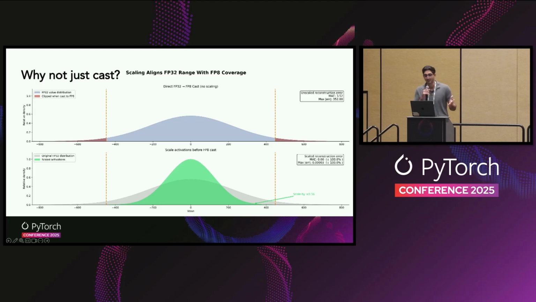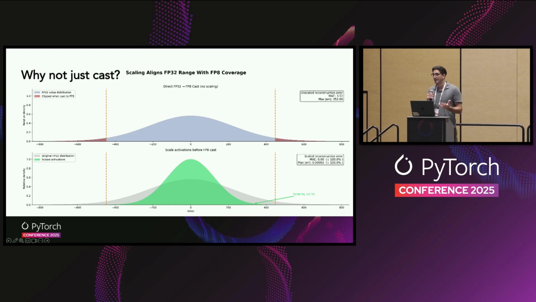Before this talk, you might be saying, I know how to do this. I can just call tensor.to float8. And the goal of this graphic is to try and convince you not to do this. On the top, we have a normal distribution. It's pretty wide, but it's not uncommon to see tensors with extremal values in this magnitude. And in this case, the extremes are at 800.